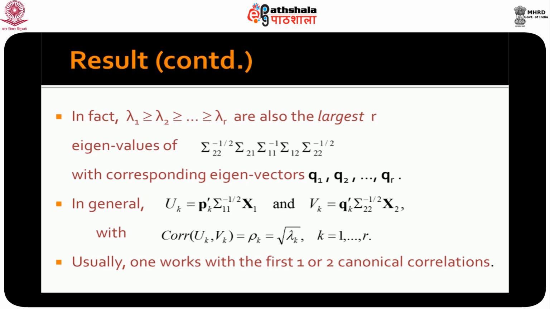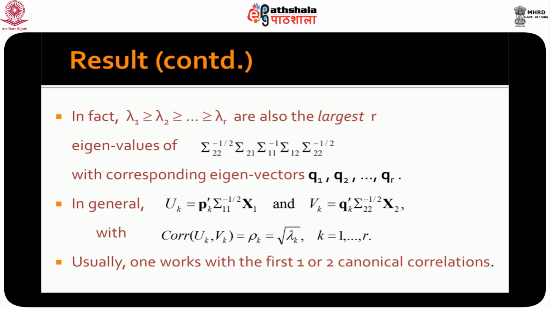And corresponding to these lambdas, we get the eigenvectors from this matrix as q1, q2, ..., qr. So, when I combine p1 with q1, this q1 actually is the eigenvector corresponding to the eigenvalue λ1, but coming from the second matrix that we have just defined. So, this way we can get the first canonical variables and the first canonical correlation.